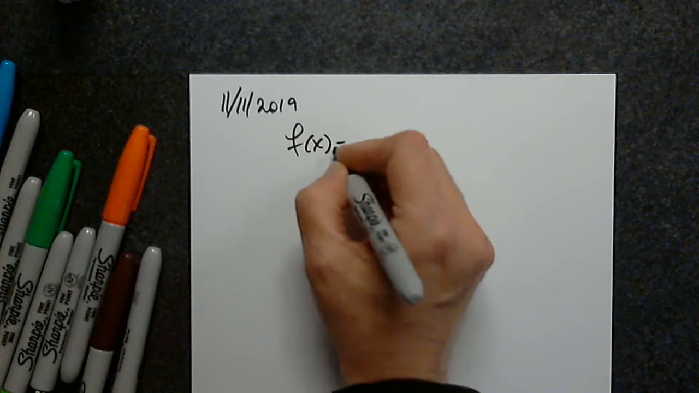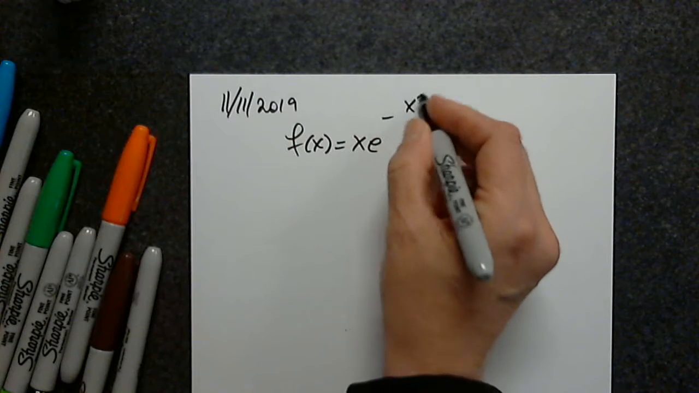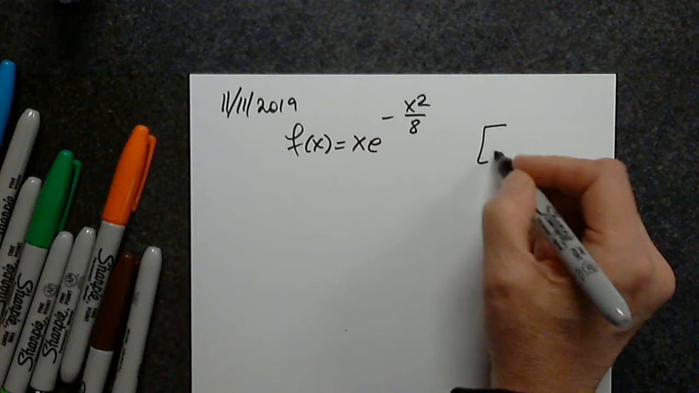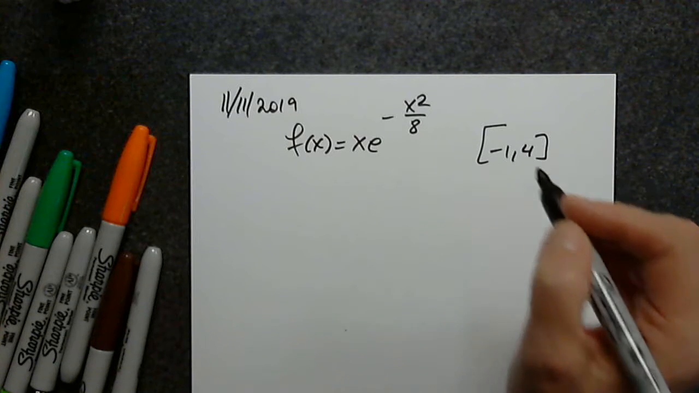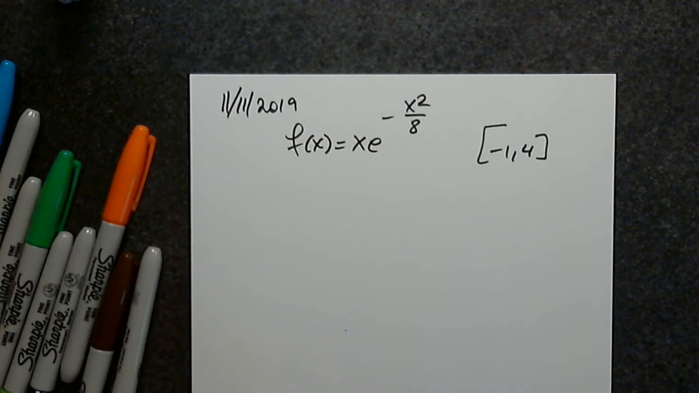f of x, which is x e to negative x squared over 8, and we are given the interval negative 1, 4. So we want max, min. We're not asked to graph. All we want is to determine max, min, absolute, local, whatever.